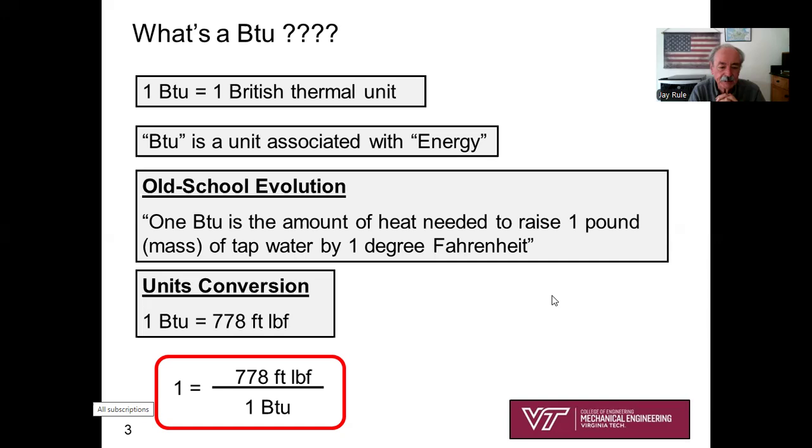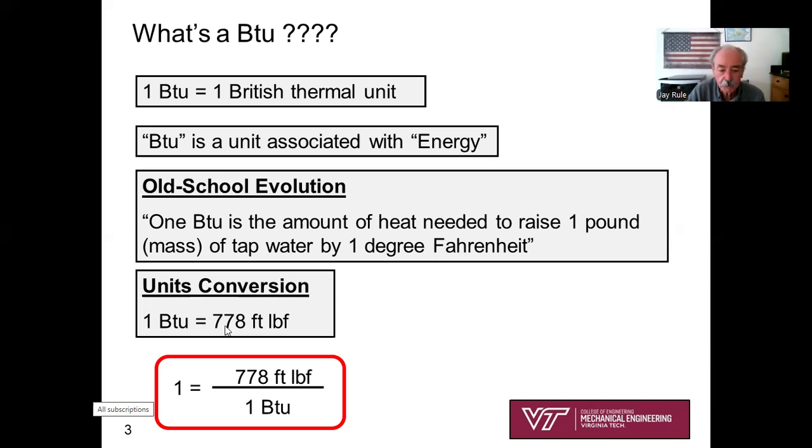And it's defined, in sort of a little loose definition, as 1 BTU is the amount of heat energy, the amount of heat needed to raise 1 pound mass of tap water by 1 degree Fahrenheit. So that's really the informal definition of a BTU. BTU is a unit of energy. And so functionally in your class and as a practicing engineer, here's a units conversion.